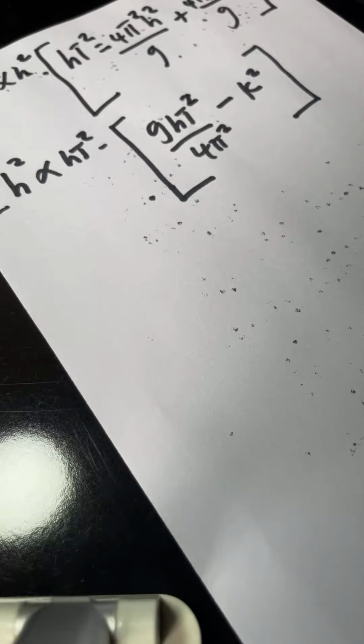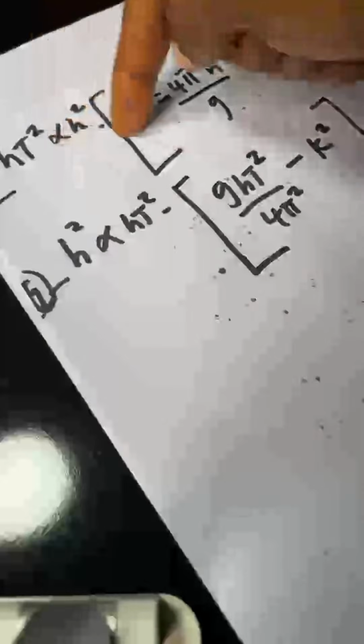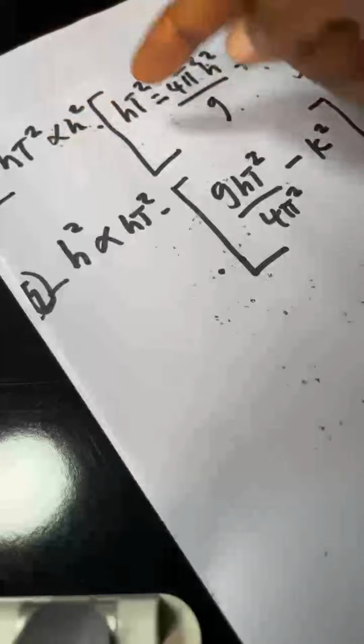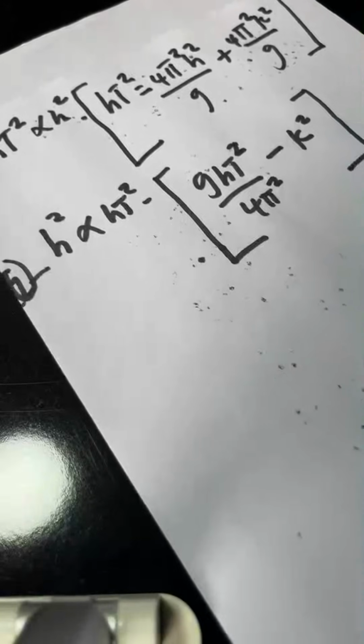Okay, Precious is asking the question. Which of these is preferable to plot? A graph of ht square against h, or a graph of h square against ht square? Which is preferable, Precious? That was the question. David said 2. Now I'm going to tell you which is preferable and why. Now let's dive in without wasting much time.